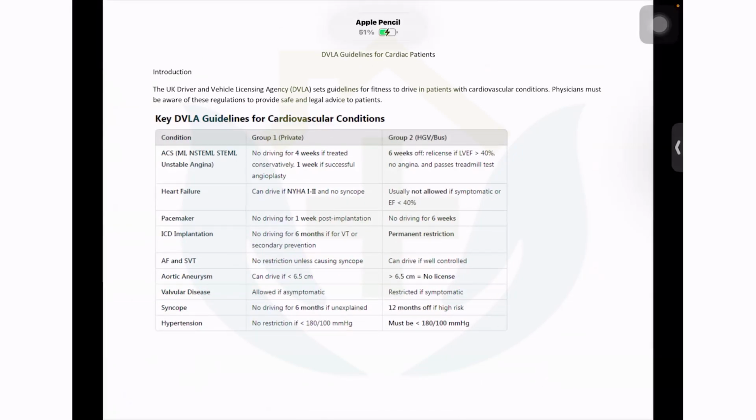DVLA guidelines for cardiac patients. Now, very important: 2 to 4 questions will definitely come from DVLA for cardiac patients. So whenever you see a patient in your OPD, think whether this patient can be a danger to anyone else while they are driving. You have to classify the patient as driving for themselves or driving for people. So they will be divided into group 1 and group 2.